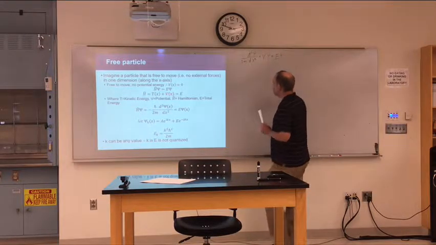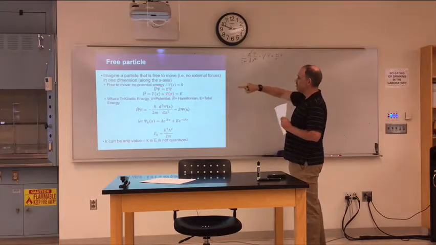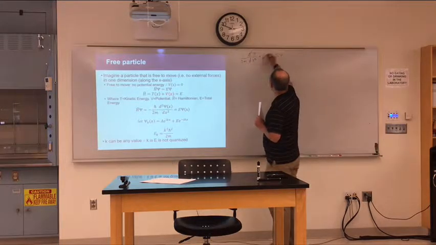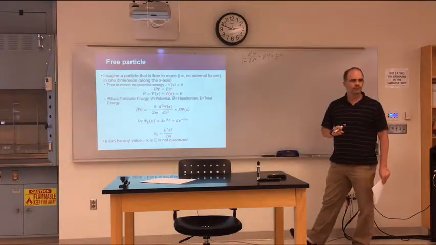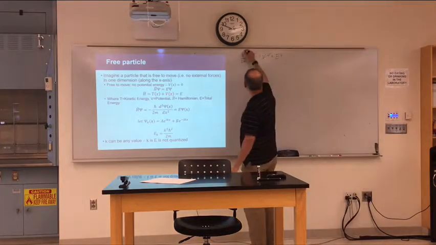All right, for this system here, V is equal to 0. Right, we're talking about a free particle. If this is equal to 0, then that whole part goes away. Negative h bar squared. Your h bar squared.